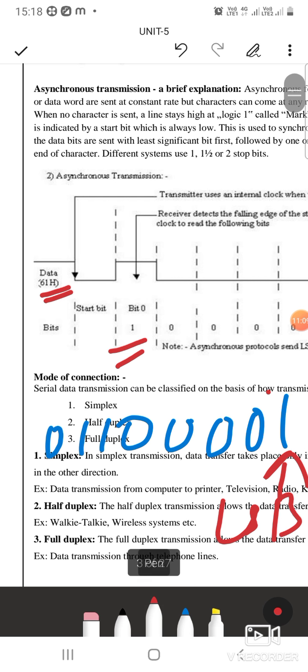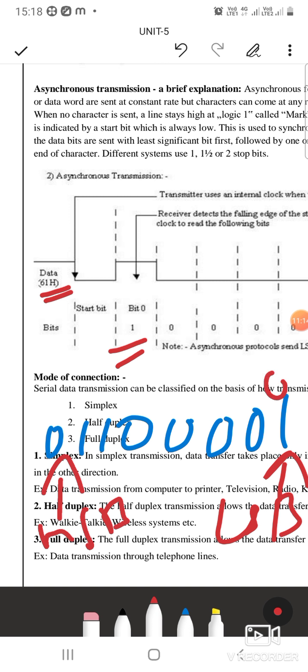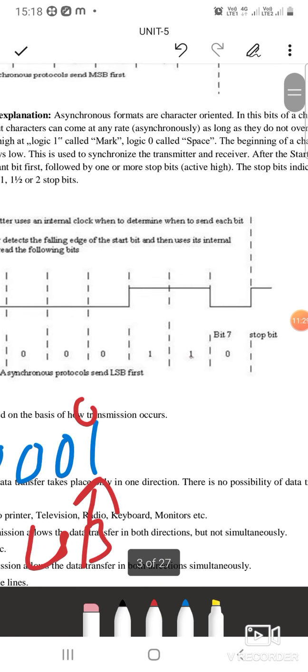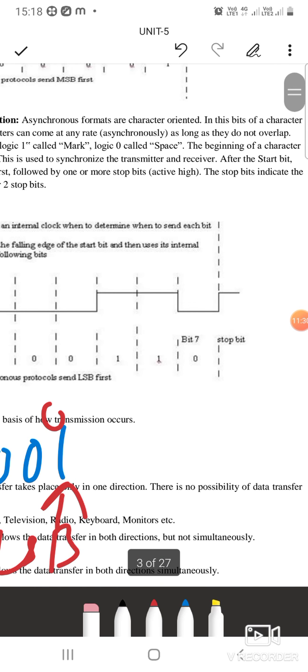So this is bit 0, and this is bit 7, the MSB. 0 1 2 3 4 5 6 7, you can count it. So the bits are 0 to 7. The LSB is transmitted first in asynchronous transmission, and the MSB, the 7th bit, is transmitted at the end of the data.